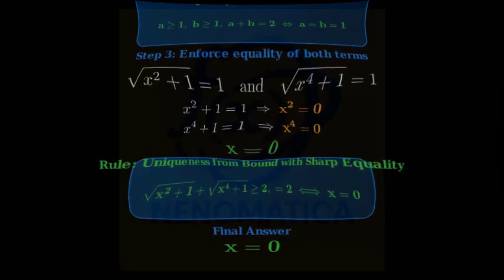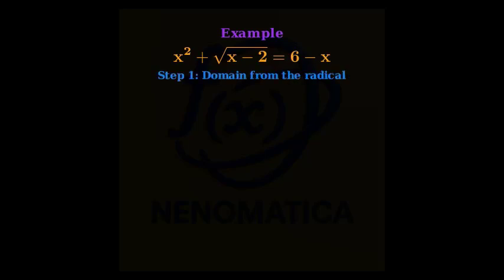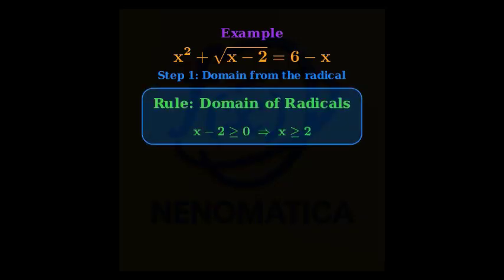In this example, we will solve a radical equation by analyzing domains, and then verifying the candidate solution. Problem statement. Find all real solutions of the equation x squared plus square root of x minus 2 equals 6 minus x. Step 1. Determine the domain imposed by the radical. Since the expression inside the square root must be non-negative, we require x minus 2 greater than or equal to 0. From this we obtain x greater than or equal to 2, so D sub 1 equals the interval from 2 to infinity.